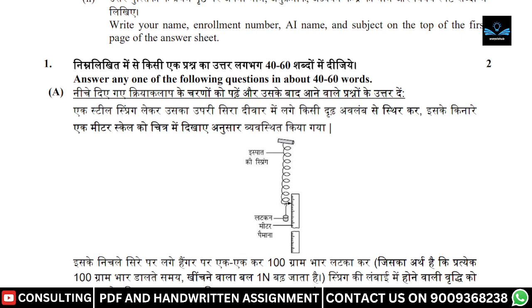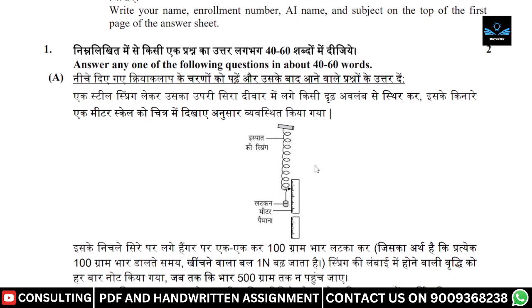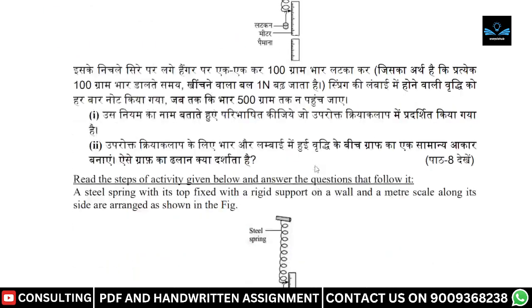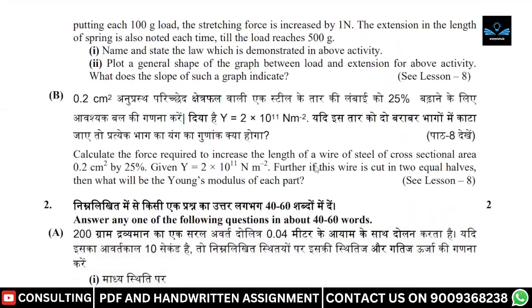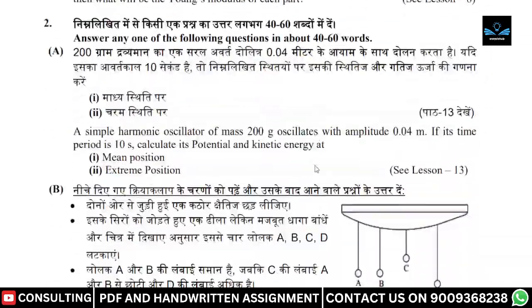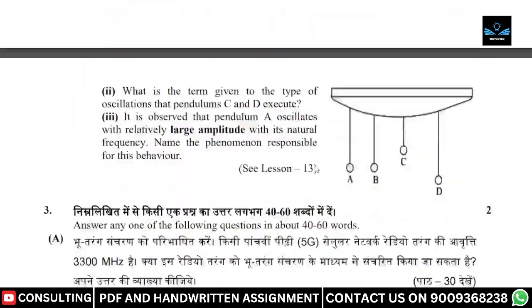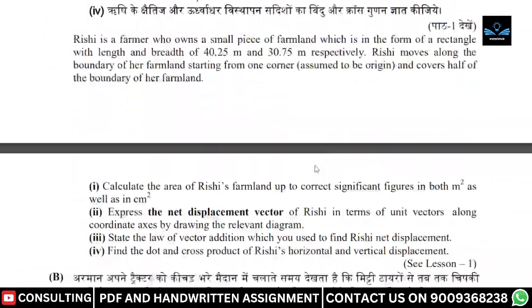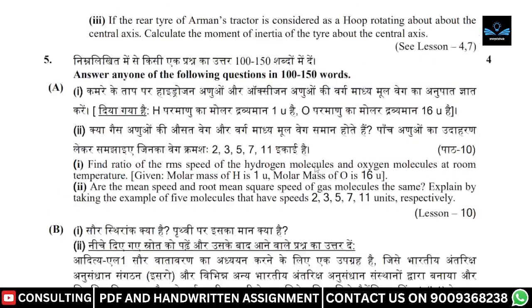Now let us talk about the questions. In the questions, there are a total of 6 questions in each and every subject, and there are options, so that you can see the first A and B, in which you have to answer only one question. Similarly, in the second question, in the third question, in the fourth question, and in the fifth question.